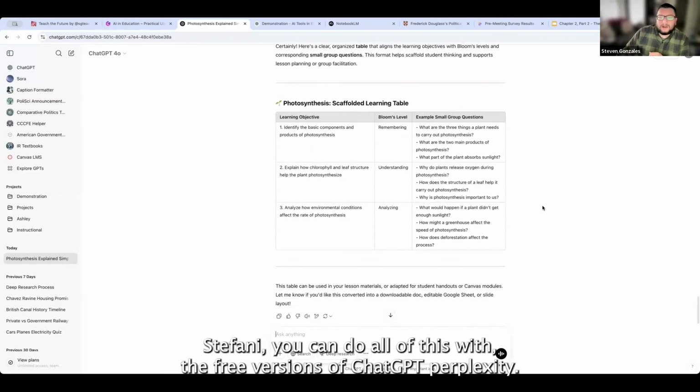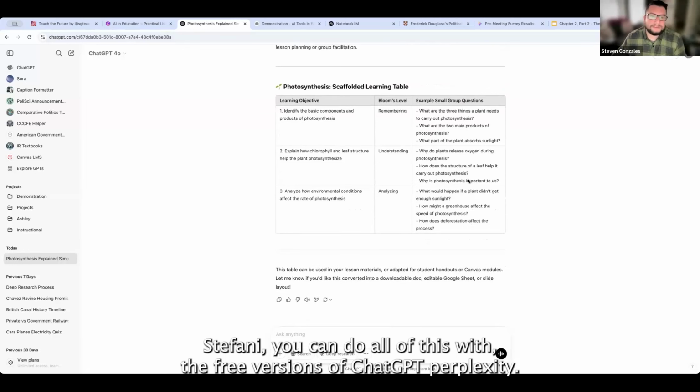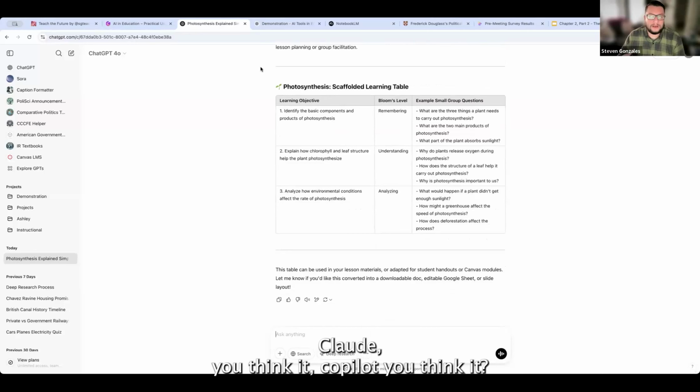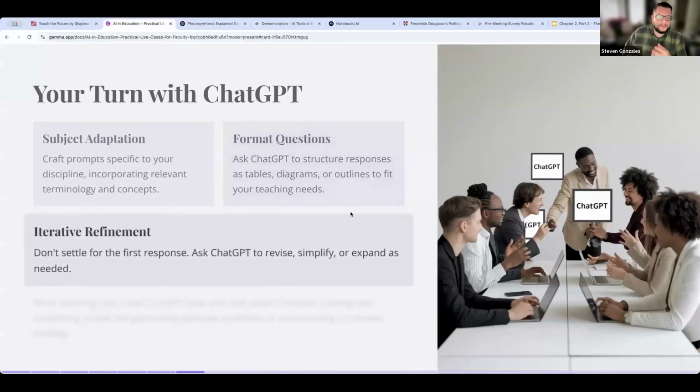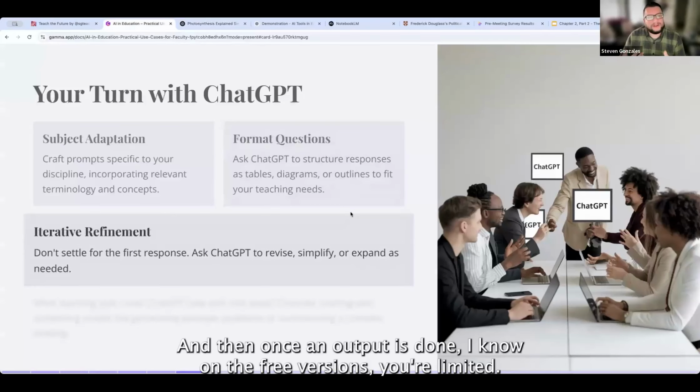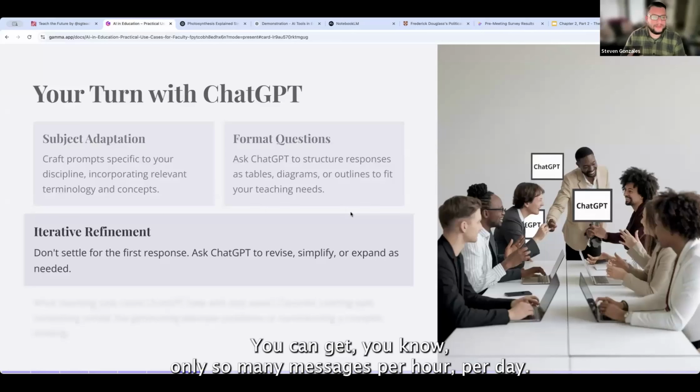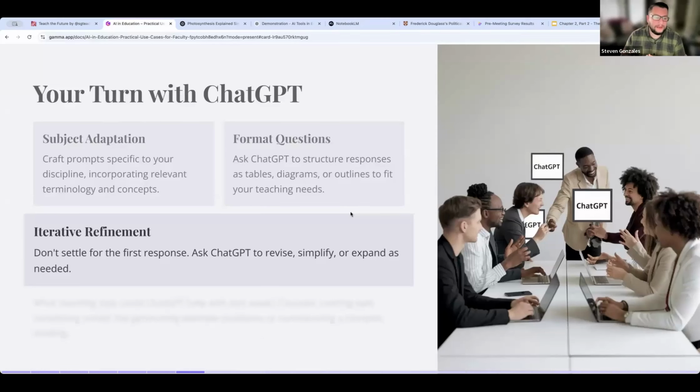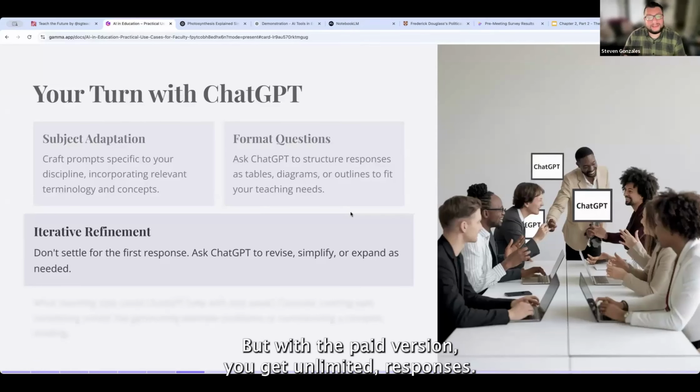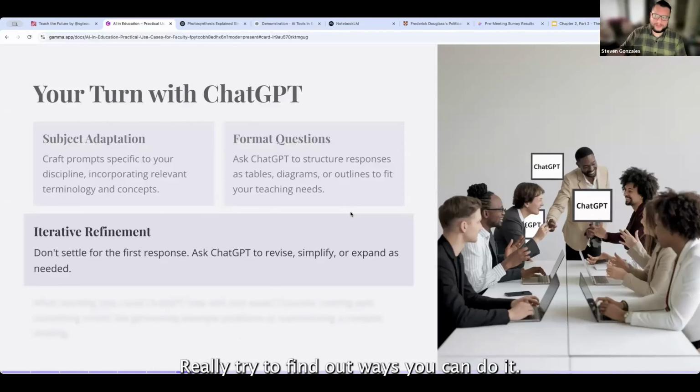But yes, Stephanie, you can do all of this with the free versions of ChatGPT, Perplexity, Claude, Copilot. You think it, you can probably find it. And once an output is done, I know on the free versions, you're limited. You can only get so many messages per hour, per day. But with the paid version, you get unlimited responses. And so have a conversation with your ChatGPT. Really try to find ways you can do it.